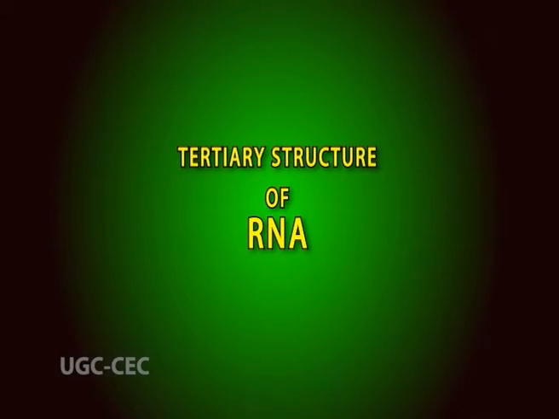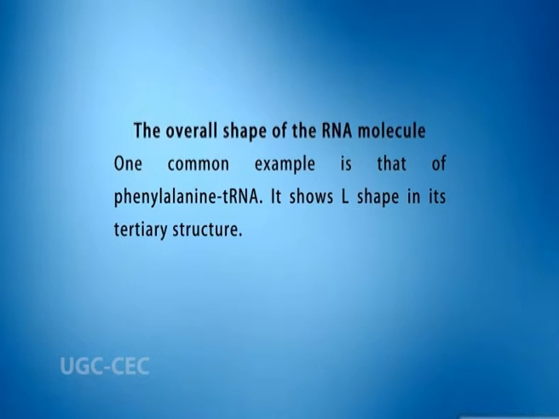Tertiary structure of RNA. The overall shape of the RNA molecule. One common example is that of the phenylalanine tRNA. It shows L shape in the tertiary structure. Similarly, hammerhead ribozyme, that is an RNA molecule with catalytic function just like enzymes, displays unique three-dimensional or tertiary structure that determines its function. In this manner, ribosomes, which are protein synthesizing machineries, and spliceosomes, which are involved in RNA processing, also have specific tertiary structures that influence their functions of protein synthesis and RNA processing respectively.